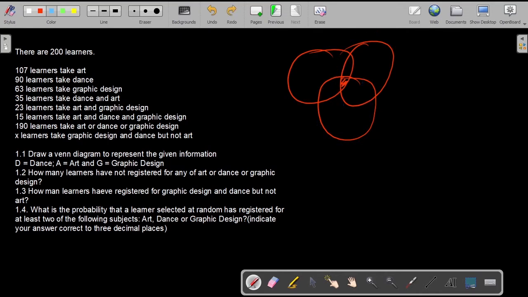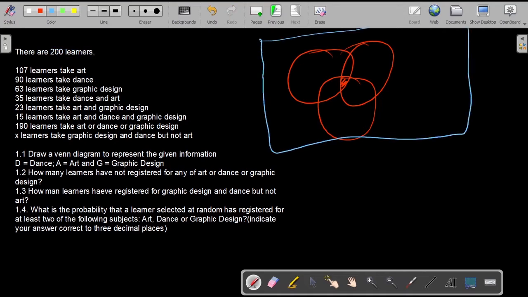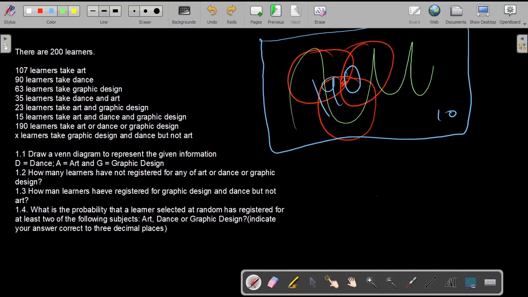But remember, we're told that we have 200 learners. So in the sample space, which is indicated by a box, we expect to have 200 in total. If we have 190 here, then you know that on the outside we have 10, right? 190 added to 10 is 200, because everything in here has to add up to 200. That is what we expect, or that is what we want.